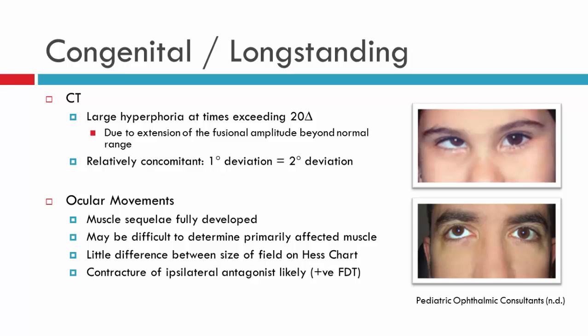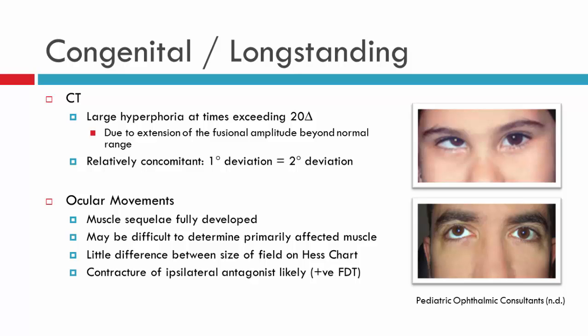Now we know that the vertical fusion range is relatively small. It's only up to about 4 prism diopters. So for a patient to be able to control 20 diopters of vertical deviation indicates that they have an extension of their fusional amplitude. So if you were to go to assess their fusion, whether in free space with a PCT or a synoptophore, what you would find is these extended fusion ranges in the vertical direction.